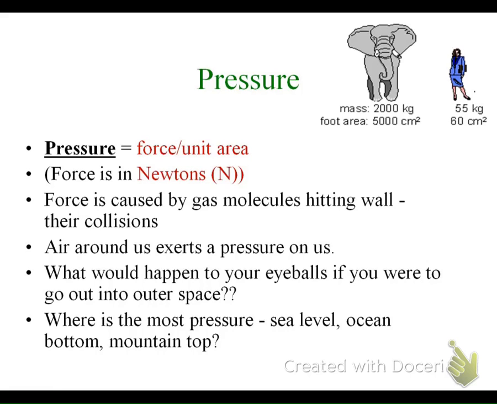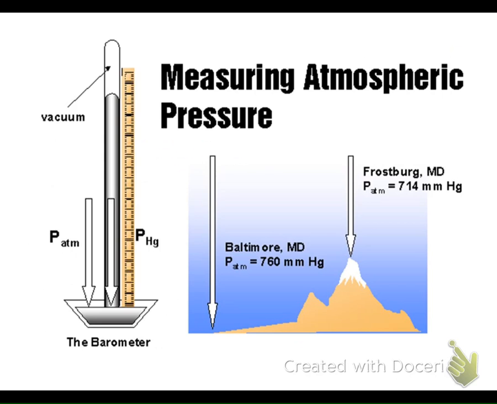Is it sea level, ocean bottom, or mountain top? So when you think about atmospheric pressure, we generally think of sea level being the most atmospheric pressure, but in this example, the ocean bottom is actually below sea level. So our ocean bottom would have the most atmospheric pressure, our sea level would have the second most, and then the mountaintop would have the least pressure forcing upon it because it's at a higher elevation.